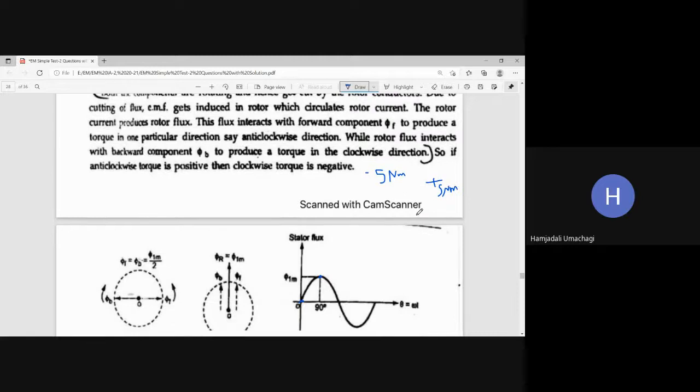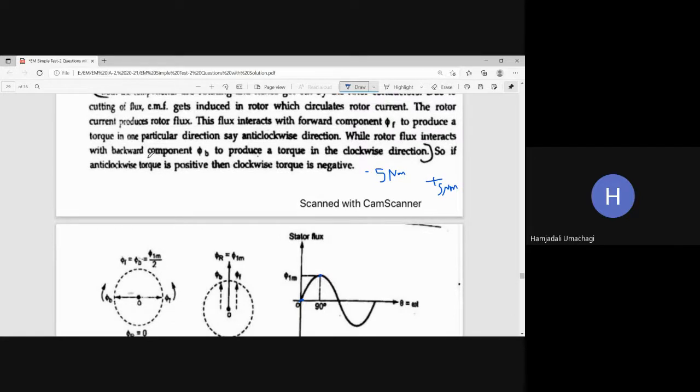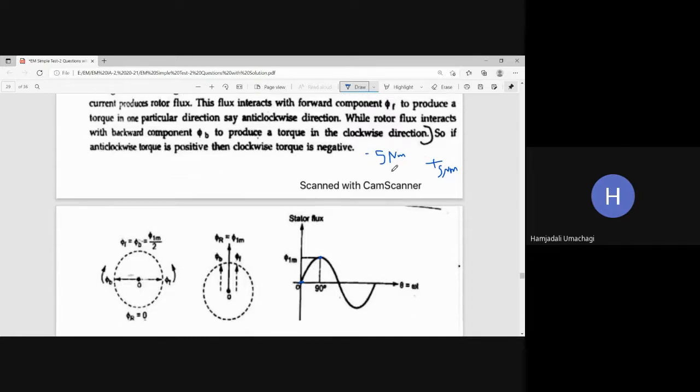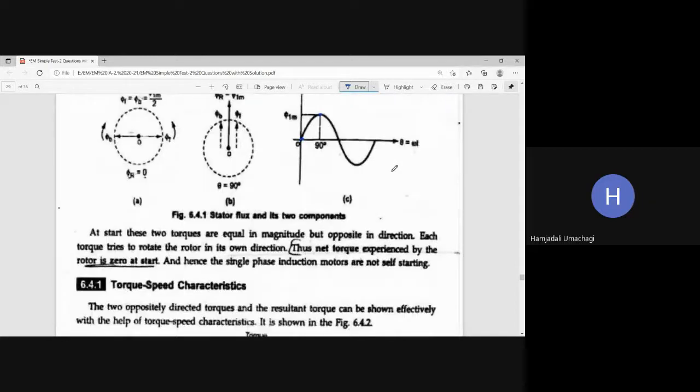While the rotor flux interacts with the backward component phi b to produce a torque in the clockwise direction. So if anti-clockwise torque is positive, then clockwise torque is negative. So here anti-clockwise torque is positive, whereas clockwise torque is negative. So both are equal and opposite to each other. Because of that, the net effect is 0 at the time of starting. At start, these two torques are equal in magnitude but opposite to each other.